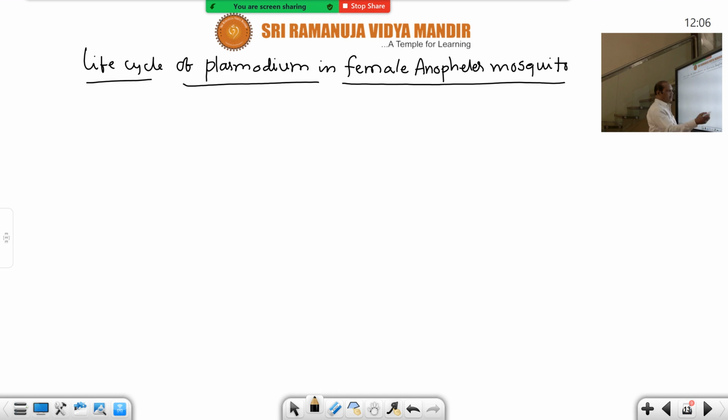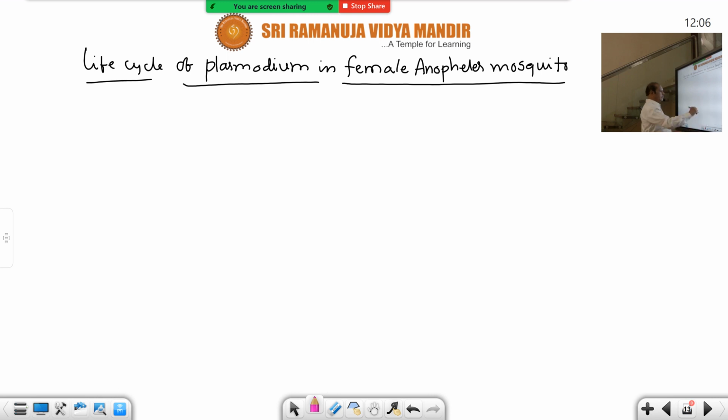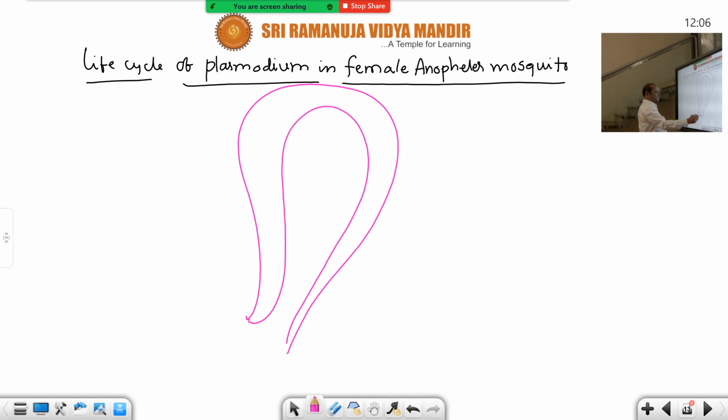Now let us take the structure and diagram of the life cycle of Plasmodium in mosquito. This is the crop of the mosquito. We have to draw the crop of the mosquito first of all. And this is the crop wall. This is actually the crop wall.